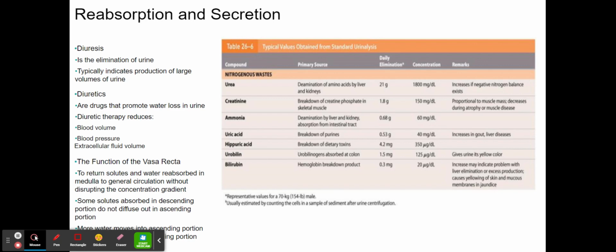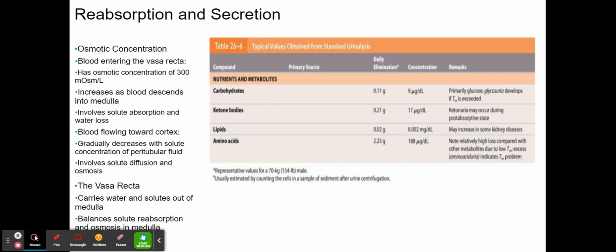Recall that the vasa recta are long, straight capillaries that parallel the long nephron loop of the juxtamedullary nephrons. Blood entering the vasa recta from the peritubular capillaries has an osmotic concentration of approximately 300 milliosmoles per liter. As the blood descends into the medulla, it gradually increases in osmotic concentration as the solute concentration in the peritubular fluid increases. This increase in blood osmotic concentration involves both solute absorption and water loss. Solute absorption predominates, however, because the plasma proteins limit the osmotic flow of water out of the blood.